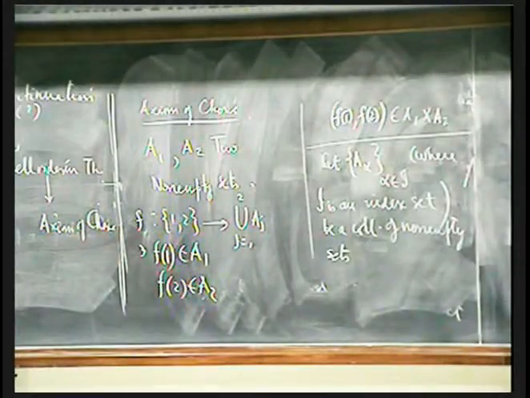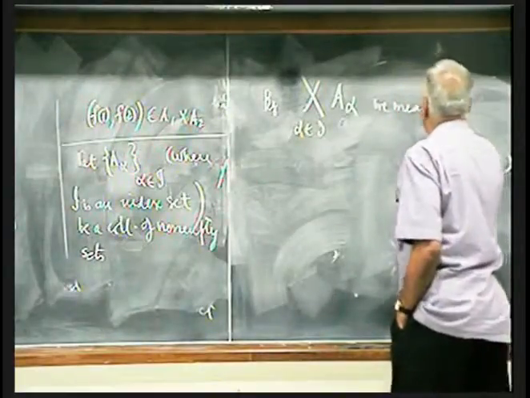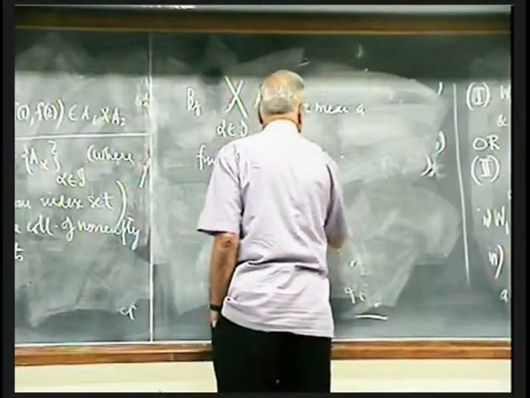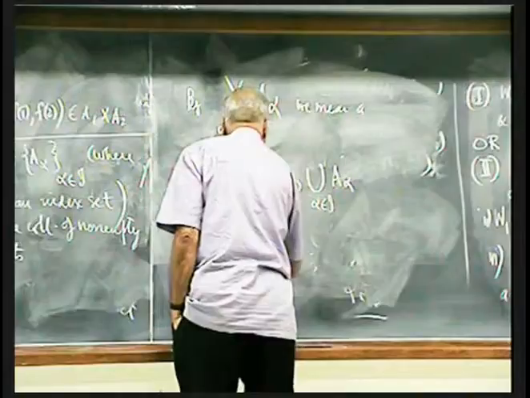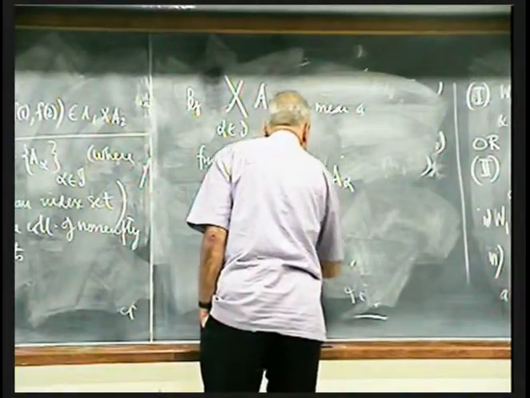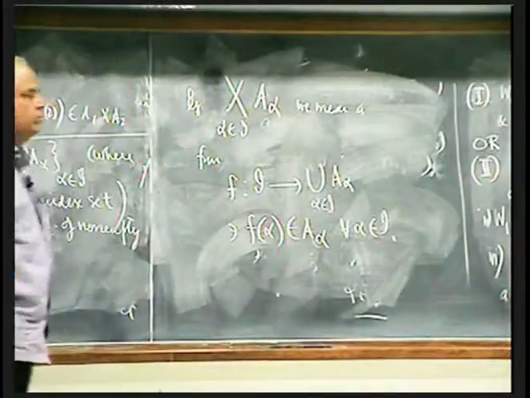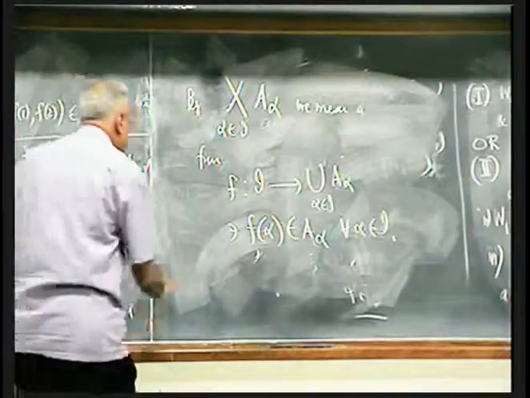By the Cartesian product of all these sets, we mean a function f from the index set to the union such that f of alpha belongs to A alpha for every alpha. Okay. Such a function is called a choice function.